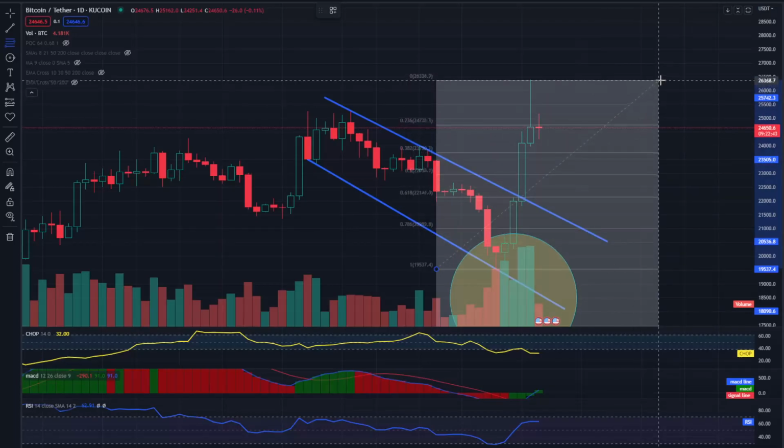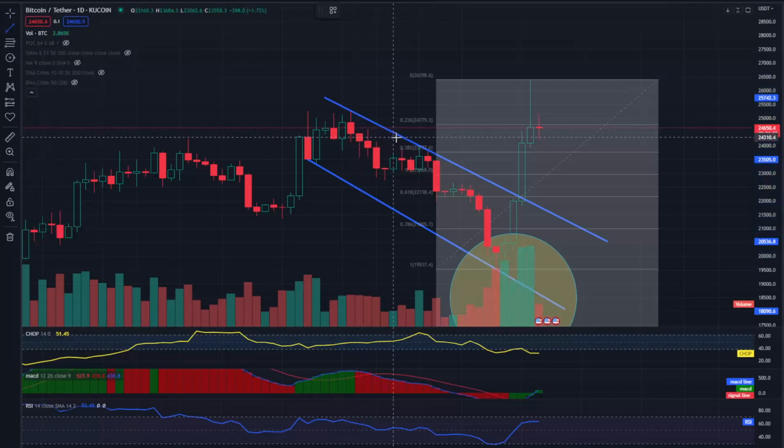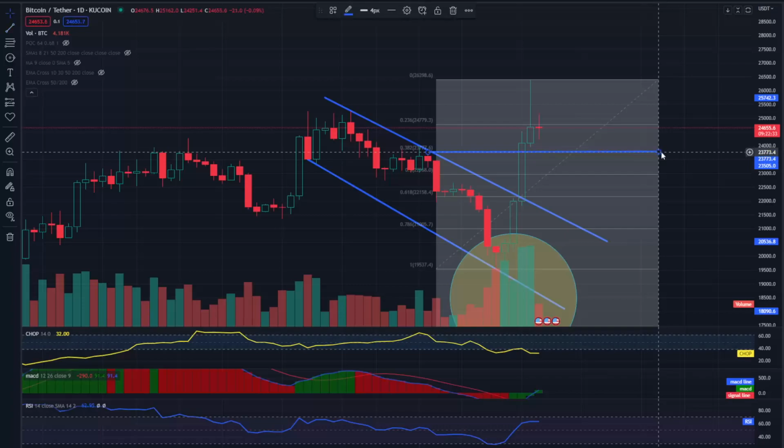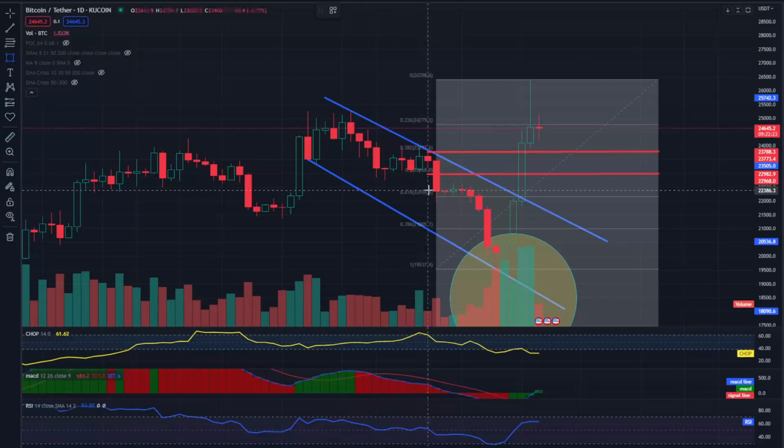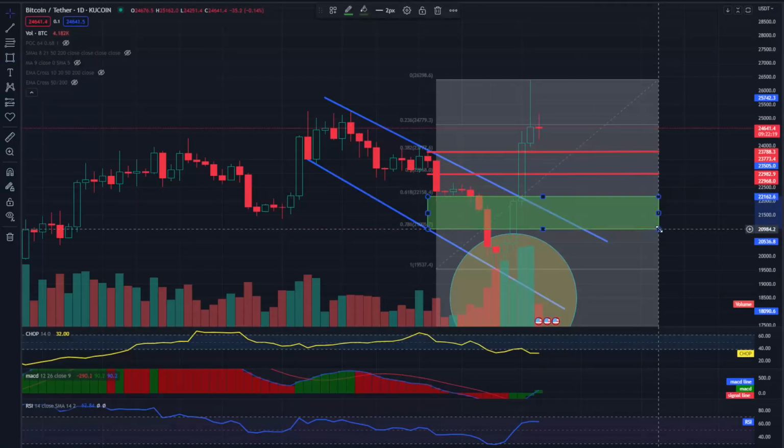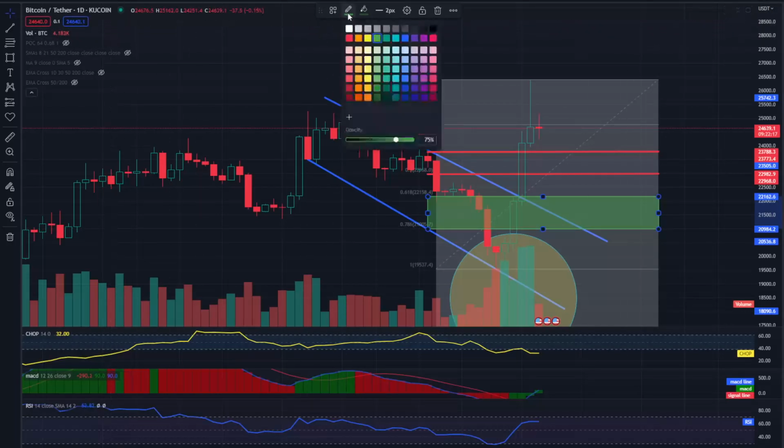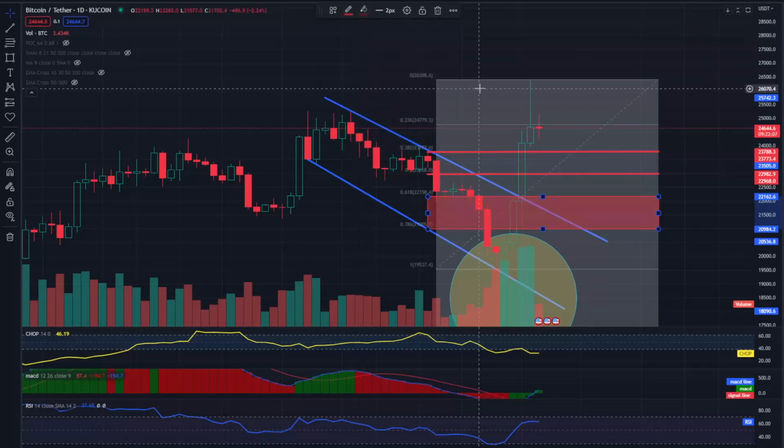Now we can move on to marking the support spots in case of a recovery from the last big increase. And here in the first place we have support at $23,788, then we can mark the level of $22,983. When the price goes lower we have a strong support zone from $22,163 to $20,984.